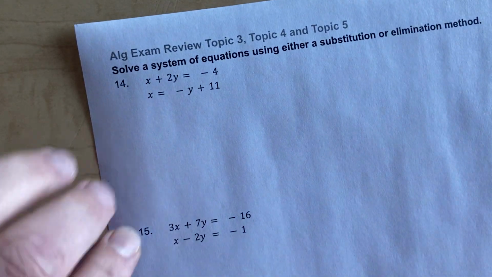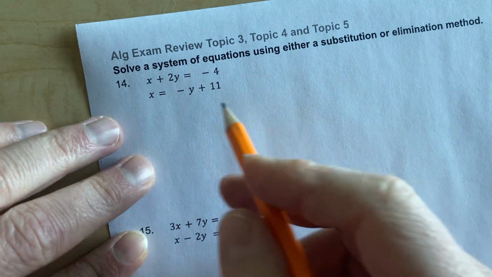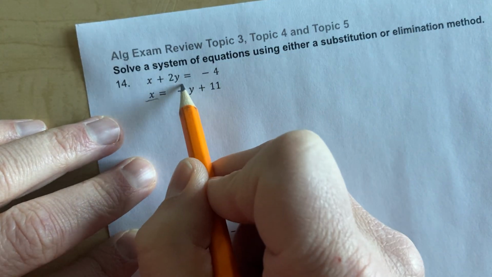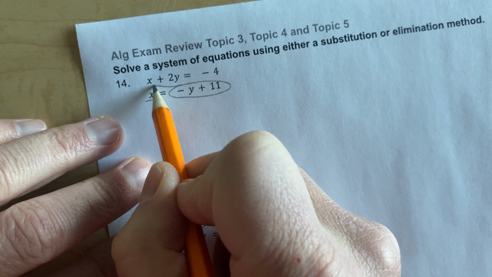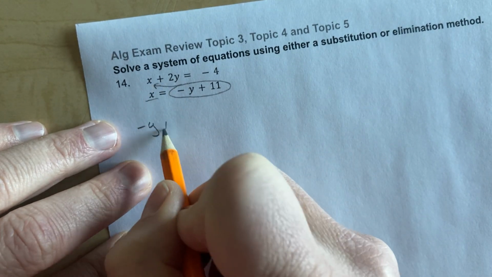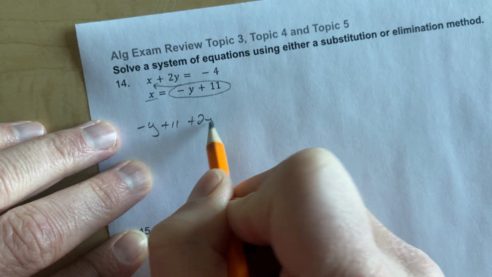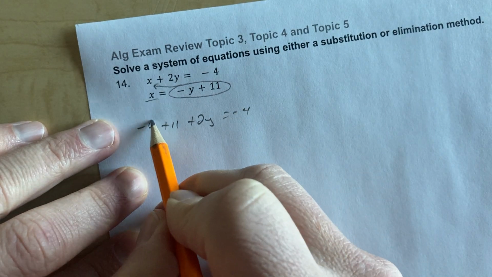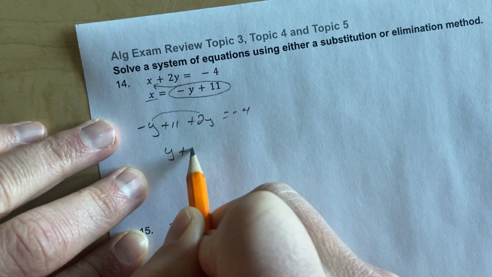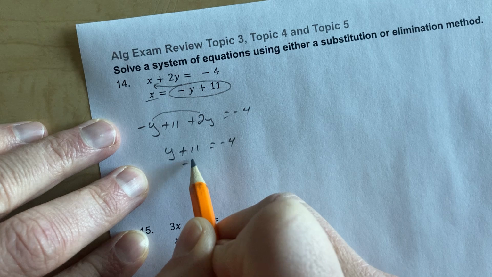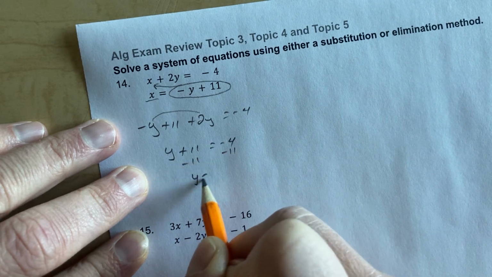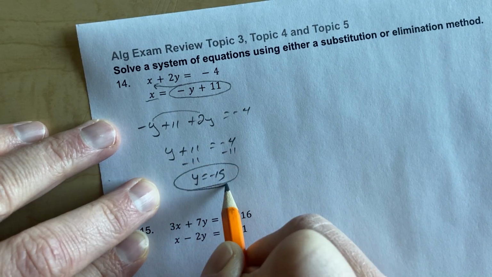For this one here, we're solving by substitution or elimination. Since we have x by itself, it's a good idea to do this by substitution. Just put that right in there. -y plus 11 plus 2y equals -4. If we put these together, we're going to get y plus 11 equals -4. And then if we subtract 11, we get y equal to -15. There's one of our answers.